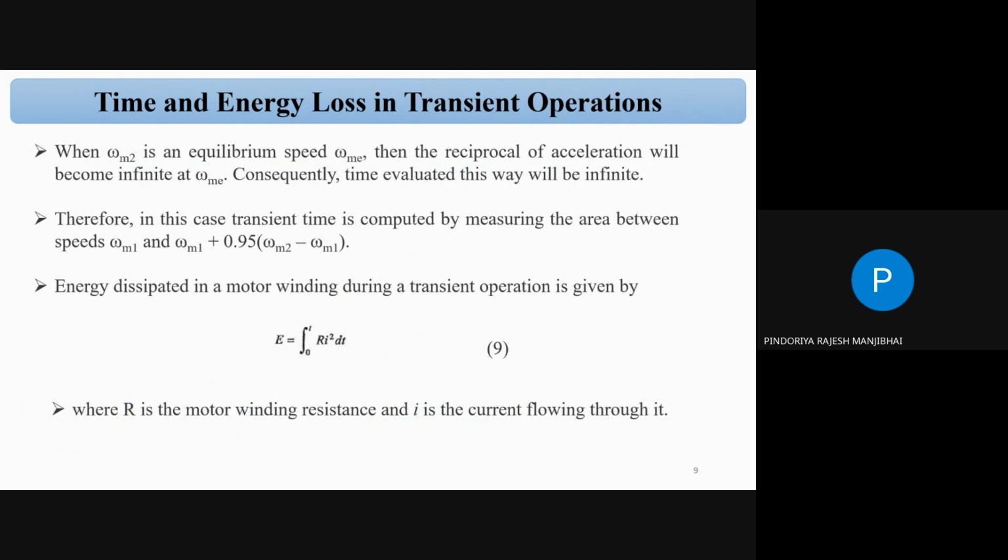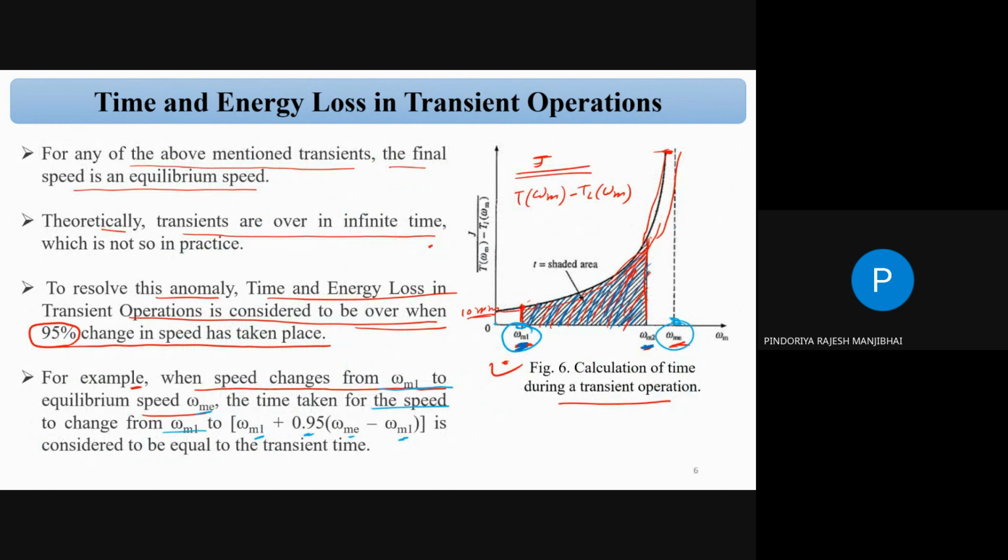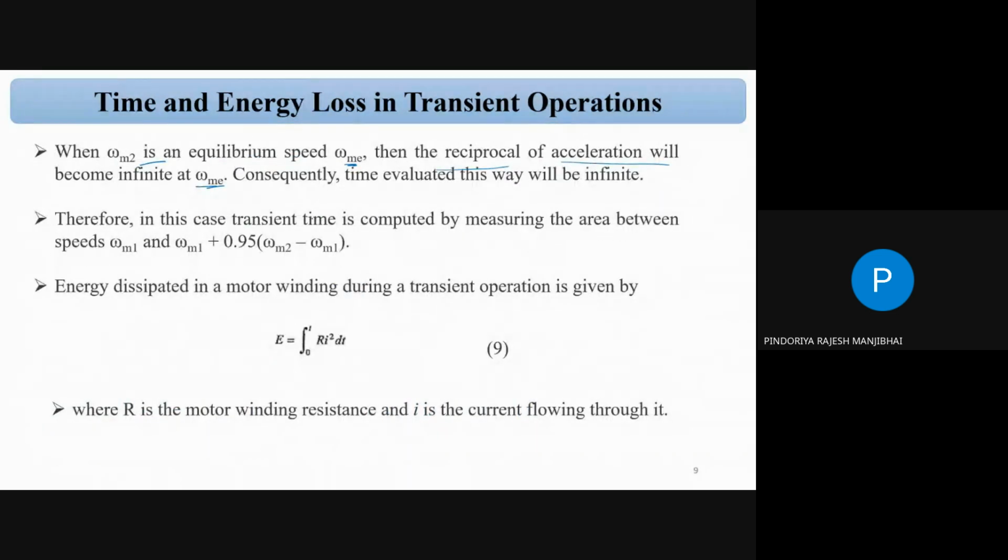Yes. Energy losses. Omega m2 is the equilibrium speed omega me. The reciprocal of the acceleration will become infinite at omega me. So what is omega me? Omega me is the final speed. This is omega m1 and this is omega m2. So when omega m2 is the equilibrium speed omega me, then the reciprocal of the acceleration will become infinite at omega me.